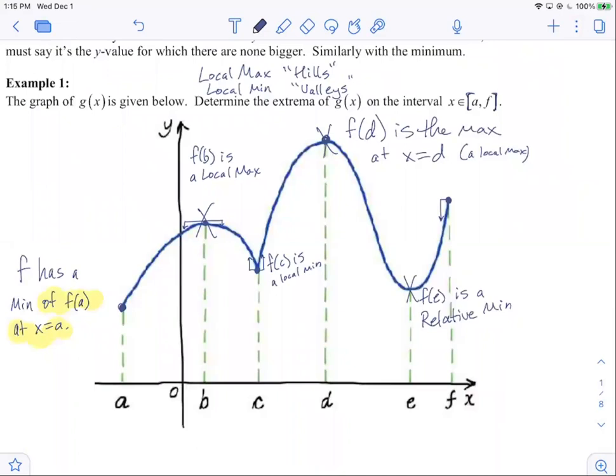So there you go. Now let's look at all the local extrema. What do you notice about the value of the derivative at every one of the local or relative extrema? It's either 0 or undefined.